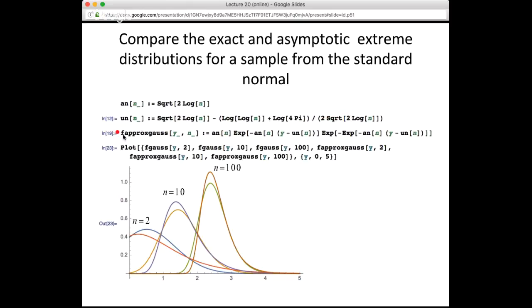And then I have this f approximate Gauss, which is the asymptotic distribution of the Gumbel distribution, again, as a function of y and n. And I'm just plugging in the alpha n and un values here to the Gumbel distribution. And then I want Mathematica to plot a comparison between the exact distribution for the extreme values and the approximate distribution for the extreme values.